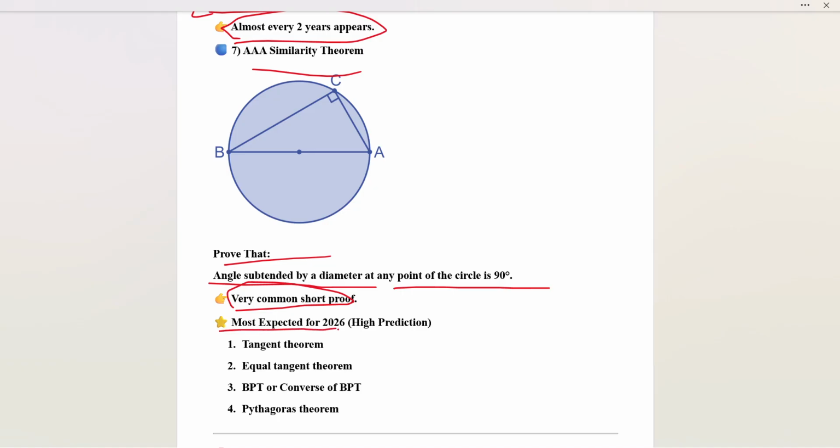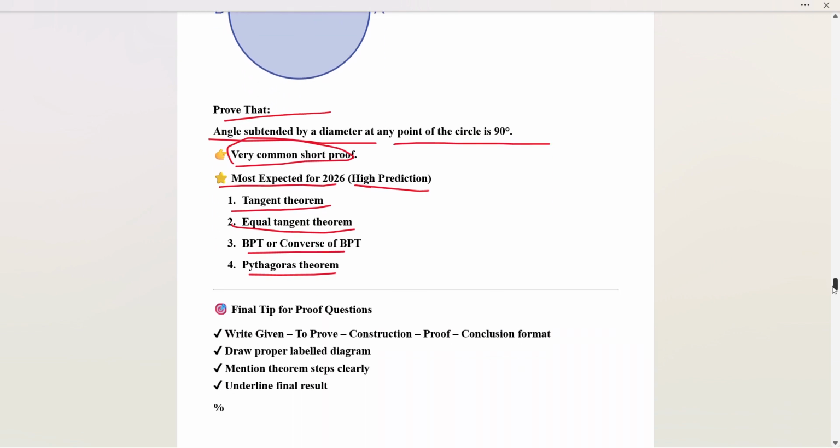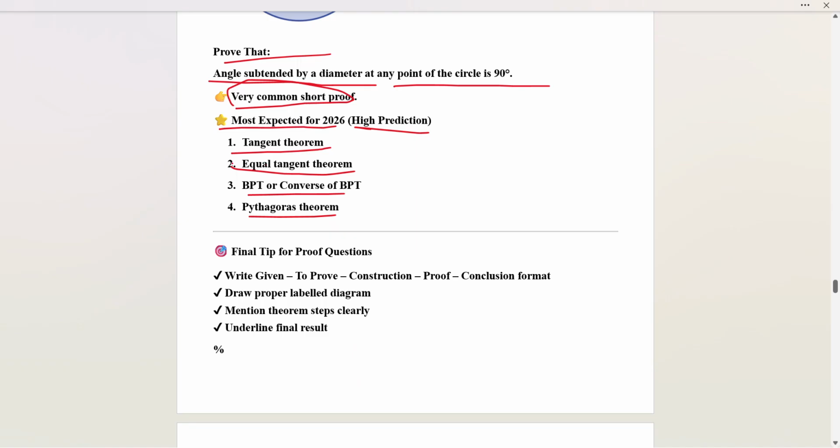So here, most expected for 2026, and it is a high prediction. In your board exam 2026, they ask for the tangent theorem, equal tangent theorem, BPT or converse of BPT, and Pythagoras theorem. So from those four concepts, they ask two theorems in your 2026 exam. So you can better prepare those four theorems: tangent theorem, equal tangent theorem, BPT or converse of BPT, and Pythagoras theorem. Instead of the Pythagoras theorem, they may ask the converse of the Pythagoras theorem for 3 marks. So you can prepare both theorems.